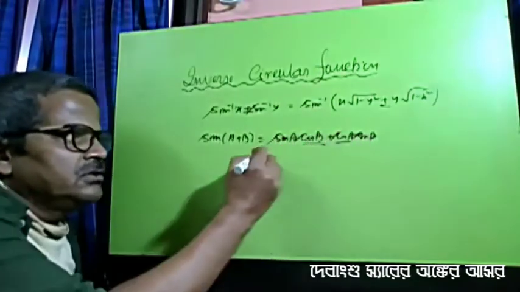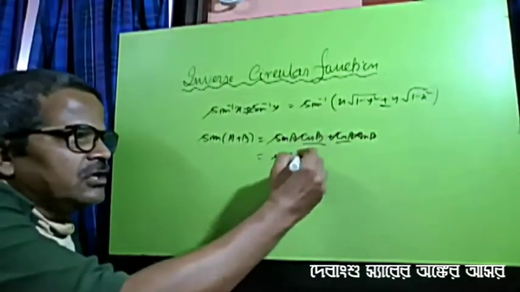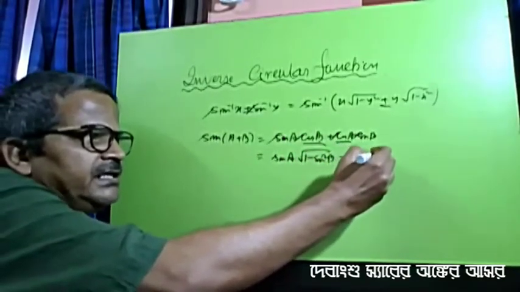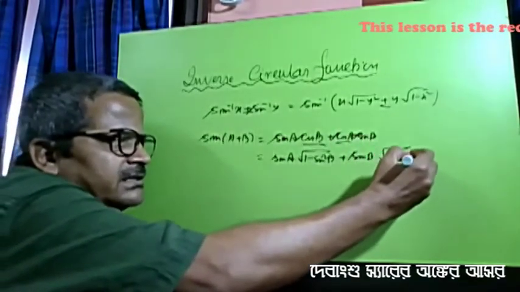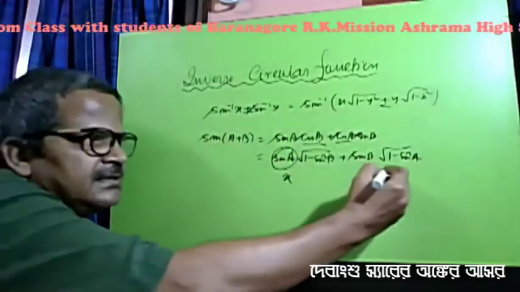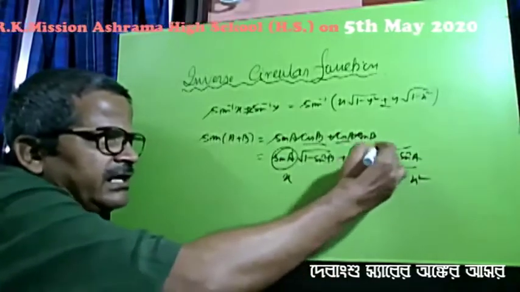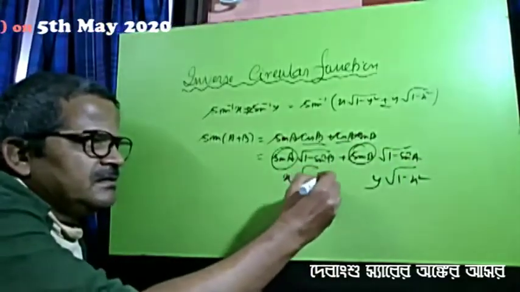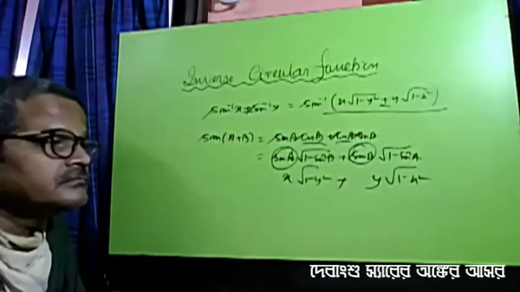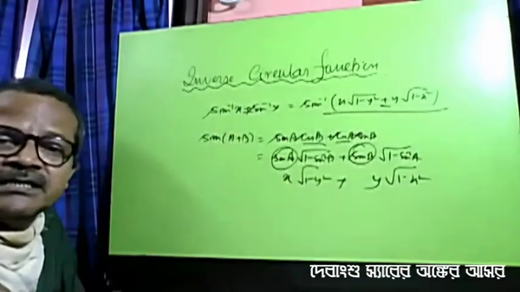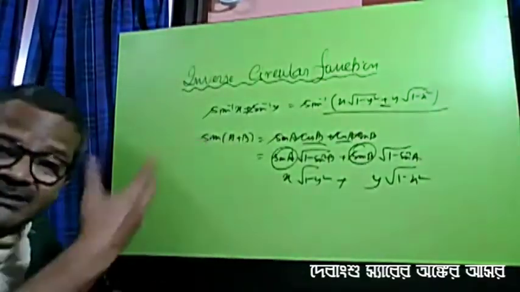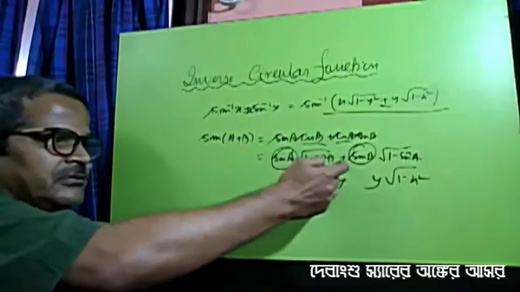So we replace cos: sin a times root over 1 minus sin square b, plus sin b times root over 1 minus sin square a. Now if you replace sin a by x and sin b by y, you see the sin inverse formula has arrived. So what we have to do is recall sin a plus b or sin a minus b. If it is a minus b, minus will be there.